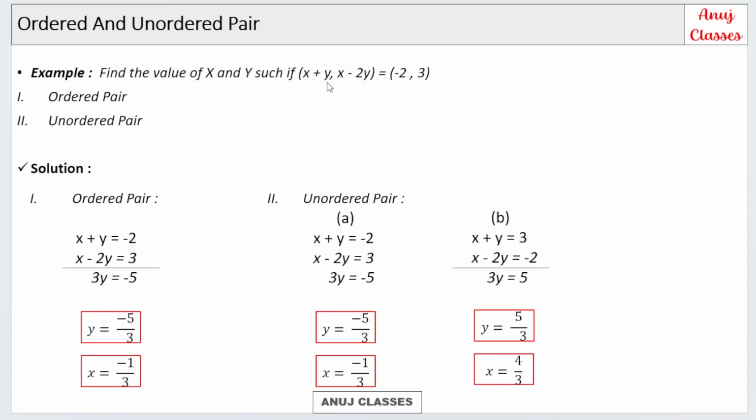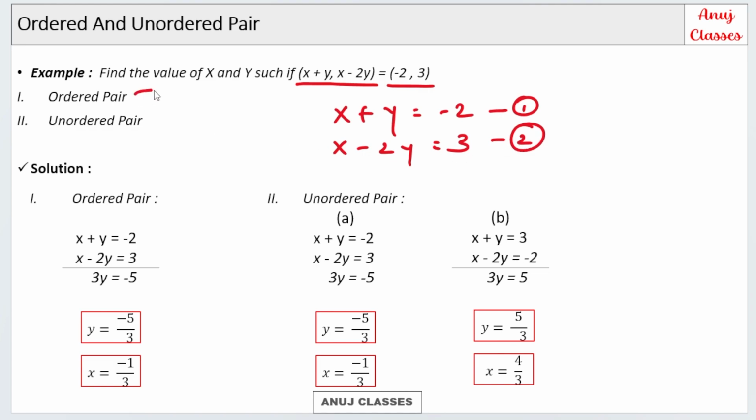Then we'll move on to our next example, and we need to find the values of x and y. Here we have been given an equation: (x plus y, x minus 2y) is equal to (minus 2, 3). We have to solve both, one in case of ordered pair and one in case of unordered pair. If it is an ordered pair, that means there can be only one possible solution, that is x plus y is equal to minus 2 and x minus 2y is equal to 3, and we will solve these equations and that will be the solution of our ordered pair.